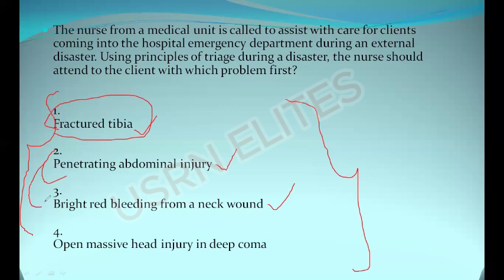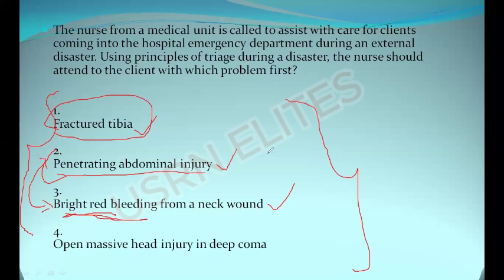Between 2 and 3, let us reason together and see what we can deduce. This one has a penetrating wound. And this one has bright red bleeding from the neck wound.